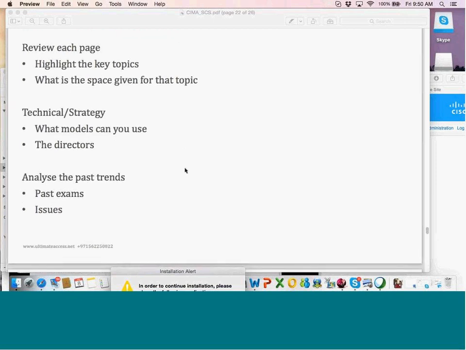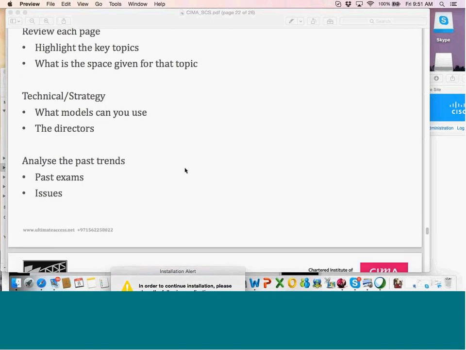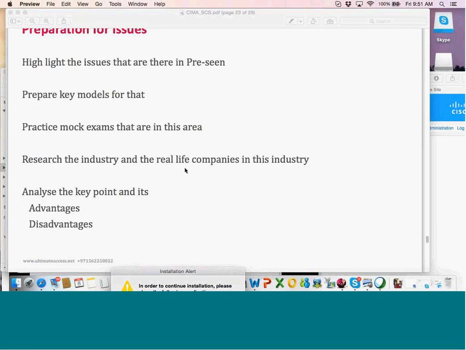What models can you use? That is important. What are the trends? What are the issues? Now, if you go into SEMA and look at the past trends, what type of questions they've asked in the past exams, you can see patterns on these kinds of topics that are there in the pre-seen. The key for each of them, right?